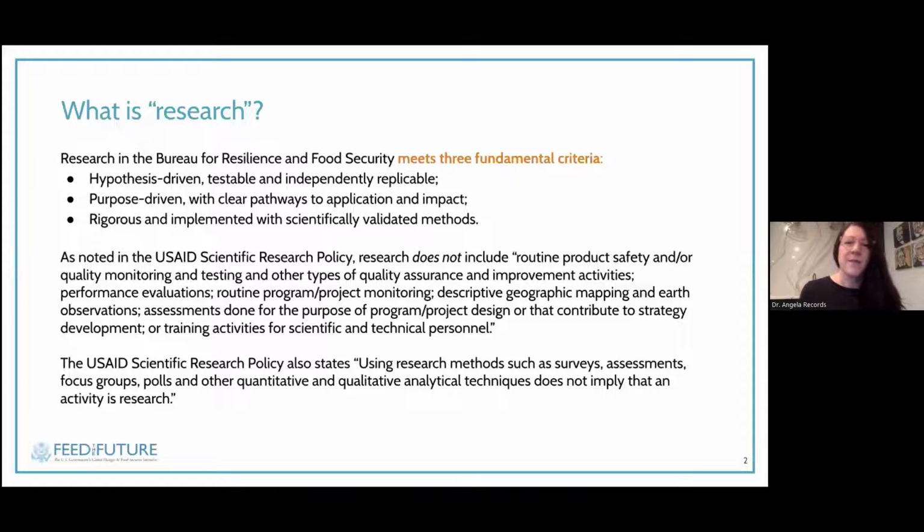So the first thing I think is useful is to just talk about how we define research in the Bureau for Resilience and Food Security. And I think it's a broadly understandable definition. Really, research activities meet three fundamental criteria. The first is that it's hypothesis driven, testable, and independently replicable. That the work is purpose-driven with clear pathways to application and impact, and that it's rigorous and implemented with scientifically validated methods. And there is some more text here talking about what is not research, and I think these slides will be available and you could take a look at that in terms of what USAID considers research, and then different activities that are related to research but aren't necessarily considered research themselves.